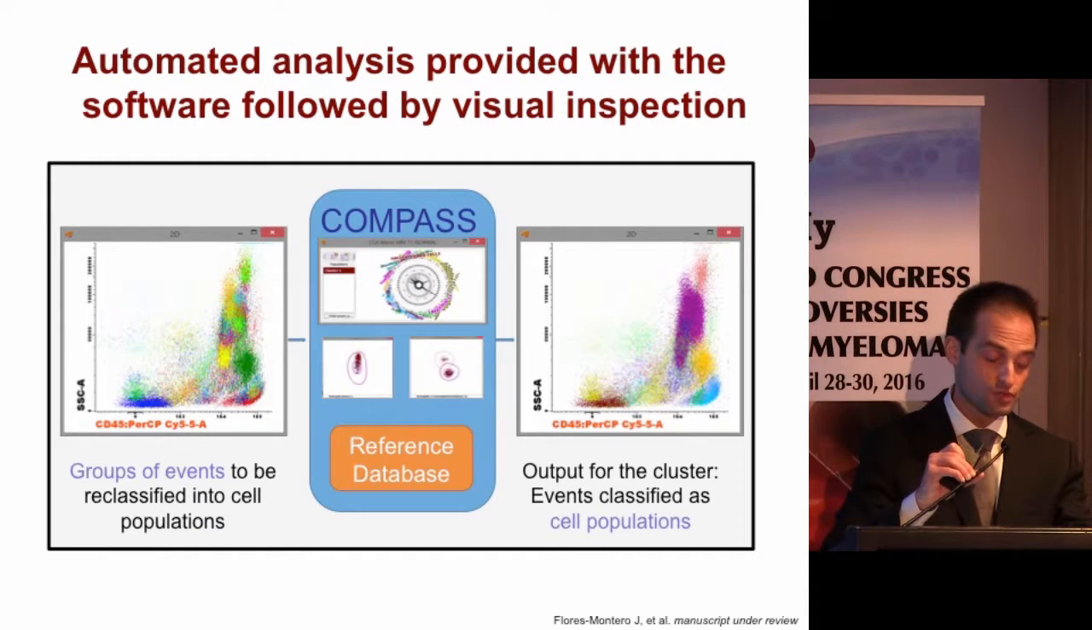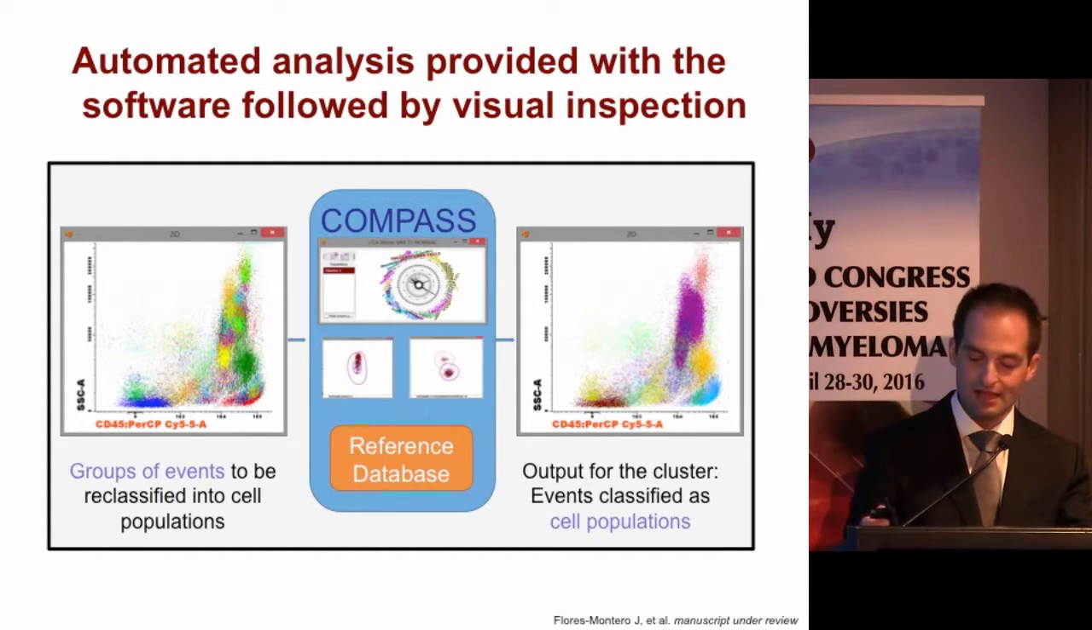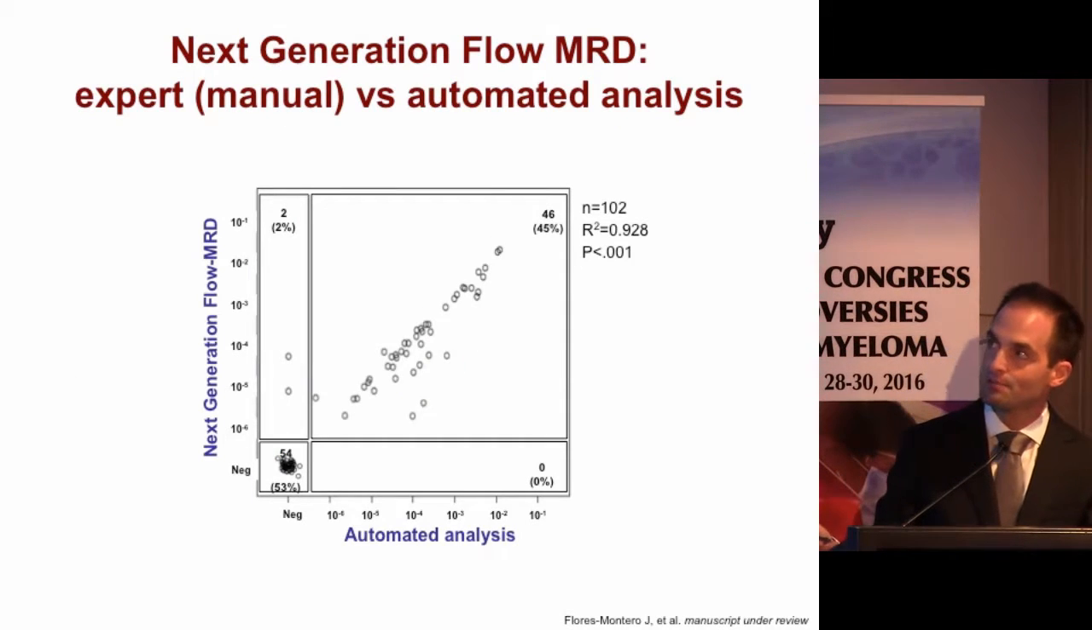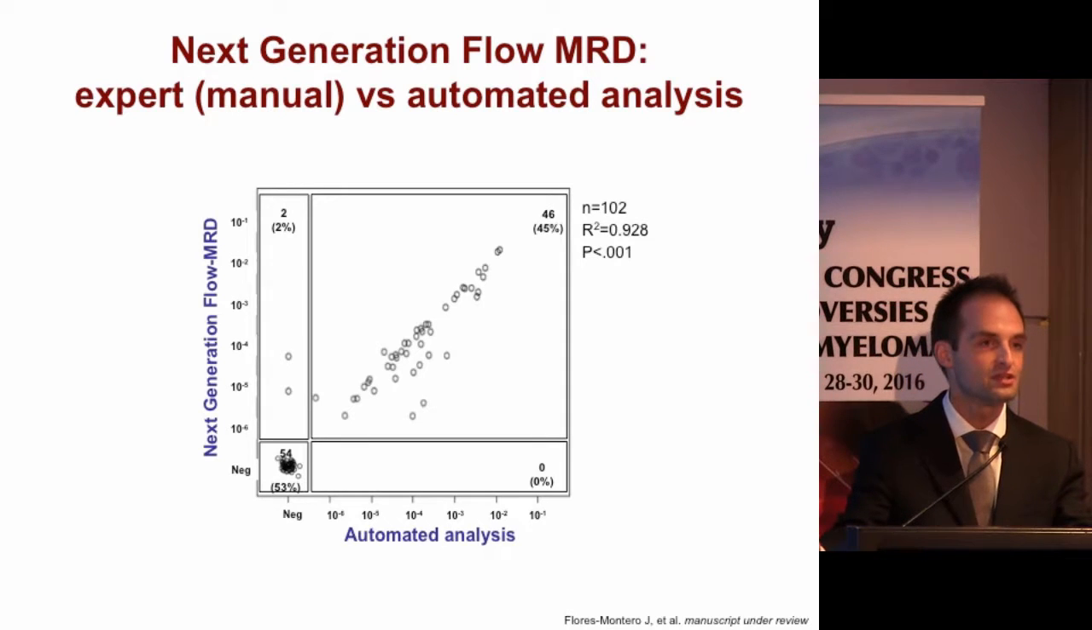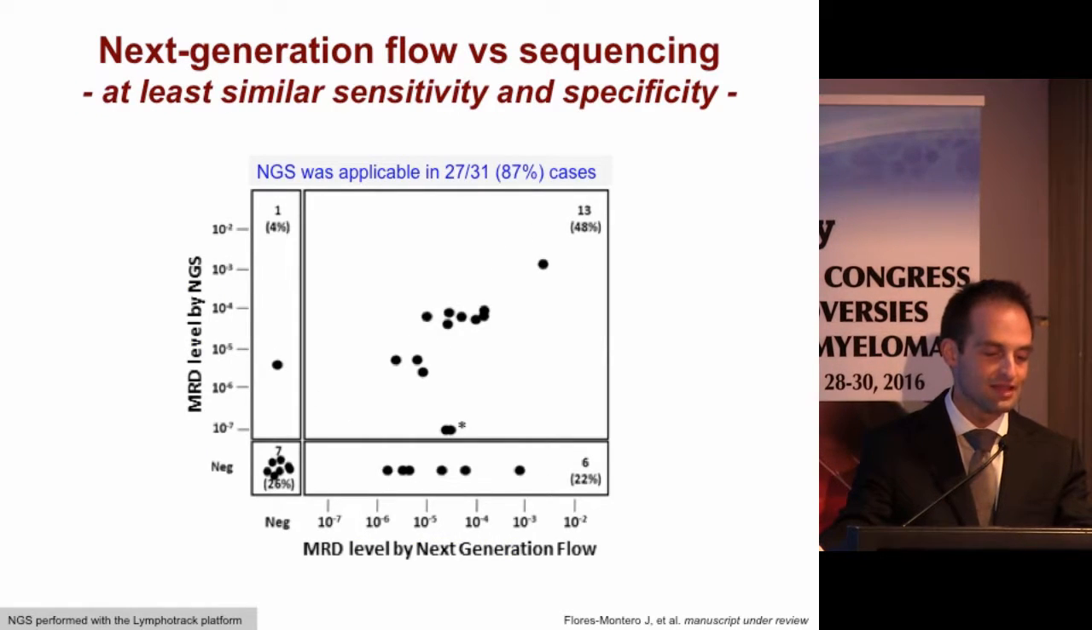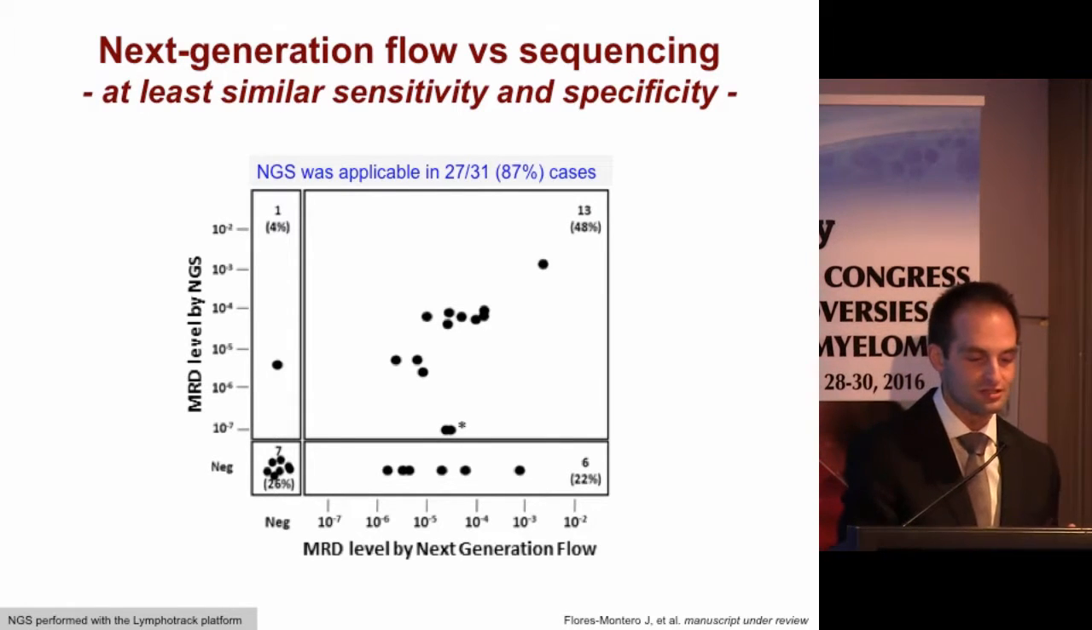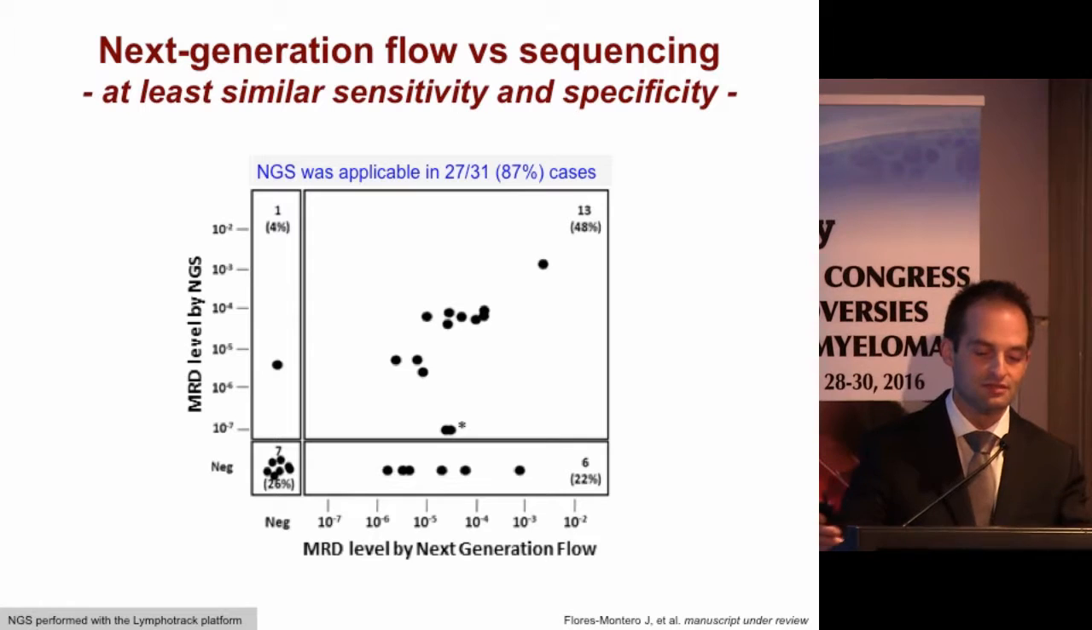The method also comes with a software that allows for automated analysis, and as you can see in the slide, automated analysis as compared to expert manual analysis shows a rate of concordance of 100 out of 102 patients. Then, if we compare next-generation sequencing versus next-generation flow, I would say that with a small number of patients, next-generation flow performs at least in the similar range of sensitivity and specificity as compared to the molecular method.